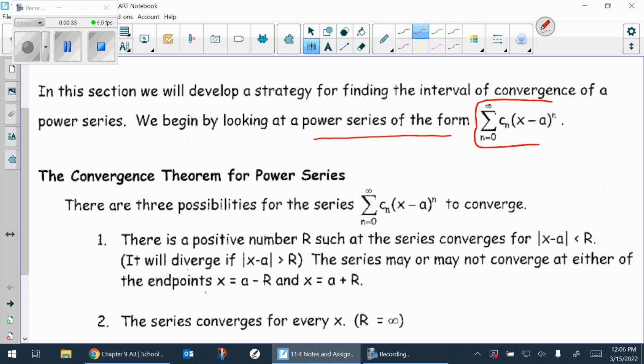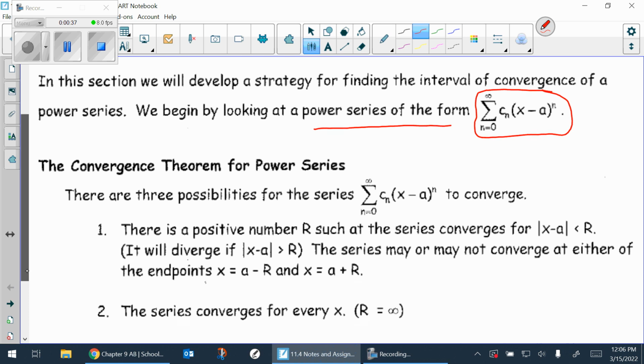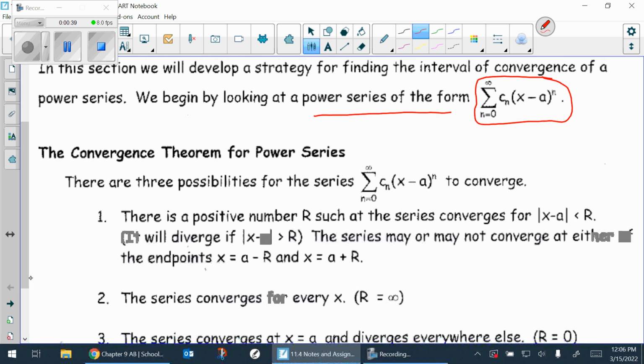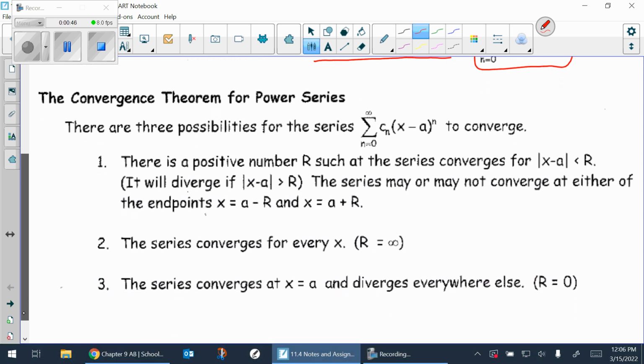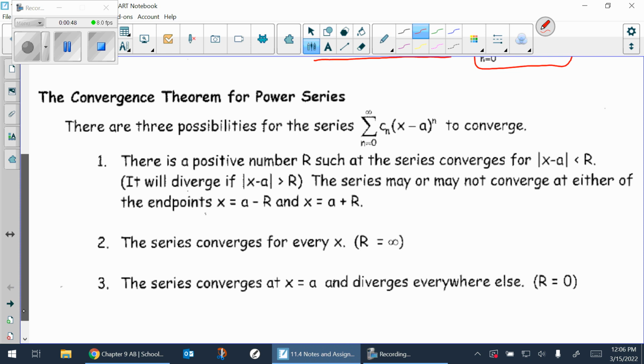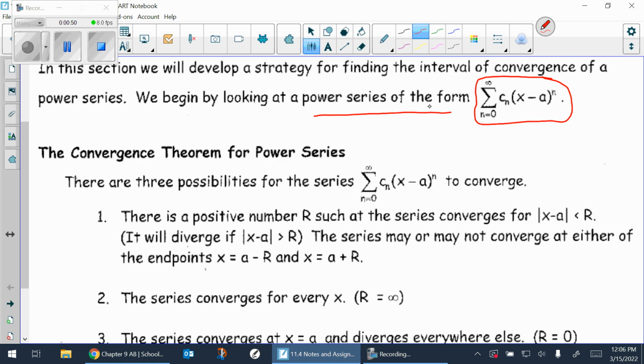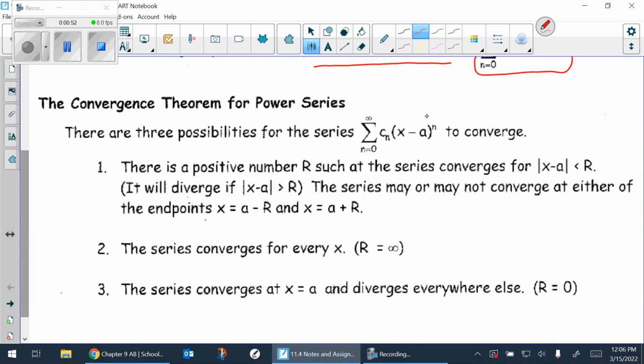And it's centered at a. a might be 0. Oftentimes it is. And here's some information that we've had before. There are 3 possibilities when it comes to converging. 3 possibilities that we can say about the convergence of this particular series. First of all, it may converge over an interval.